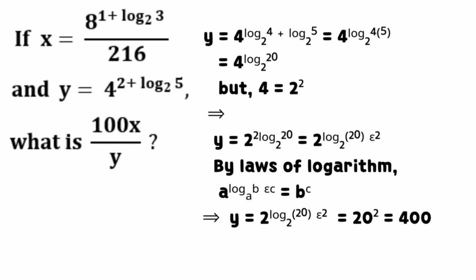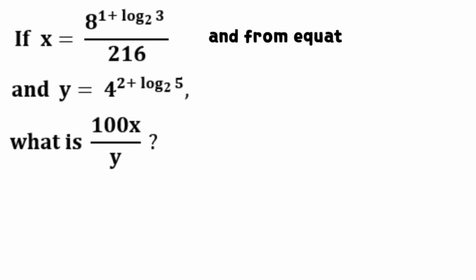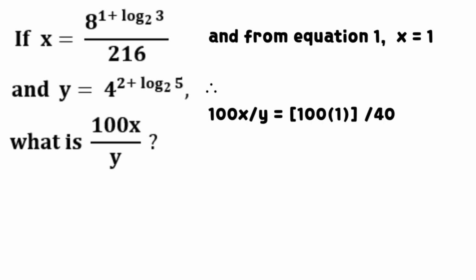By applying laws of logarithm as shown on the screen, we have that y equals 20 raised to the power of 2, which equals 400. And from equation 1, x equals 1. Therefore, the product of 100 and x, all divided by y, equals 1/4, after substitution and simplification of value.